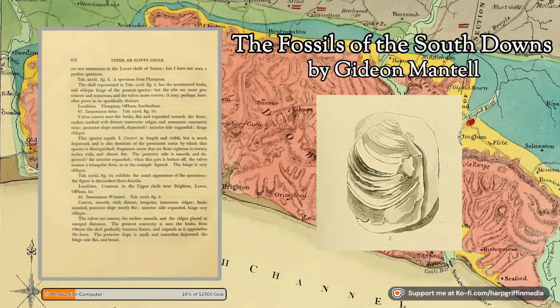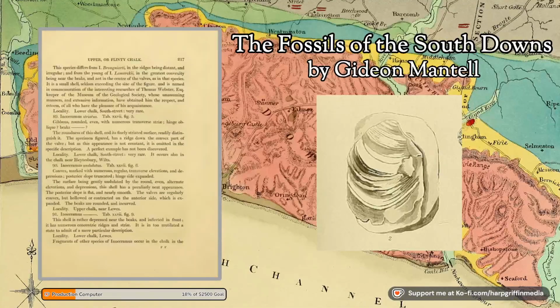88. Inoceramus websteri. Tablet 27, Figure 2. Convex, smooth, with distant, irregular, transverse ridges, beaks rounded, posterior slope nearly flat, anterior side expanded, hinge very oblique. The valves are convex, the surface smooth, and the ridges placed at unequal distances. The greatest convexity is near the beaks, from whence the shell gradually becomes flatter and expands as it approaches the front. The posterior slope is small and somewhat depressed, the hinge side flat and broad.